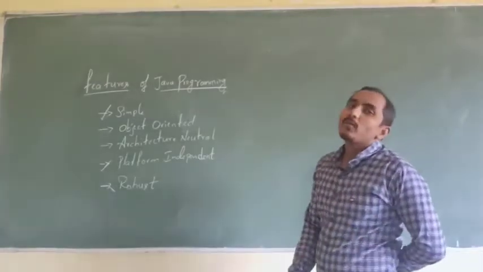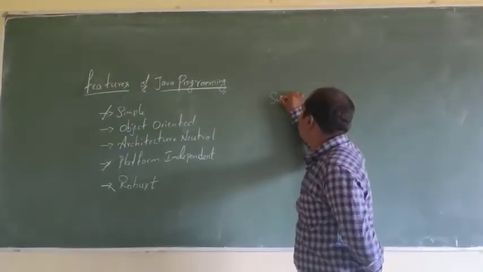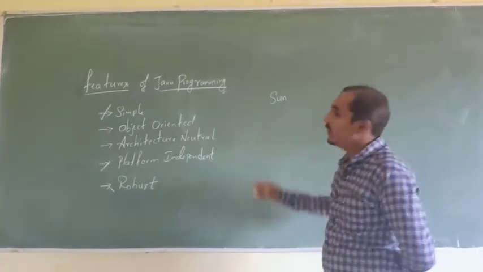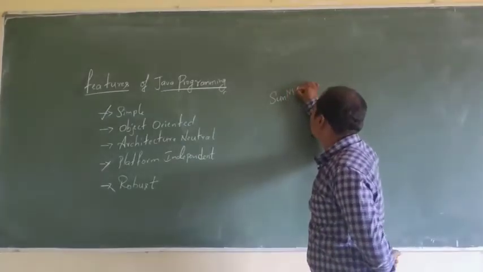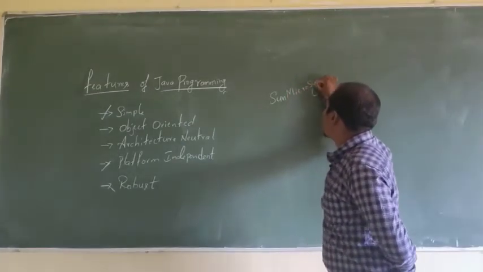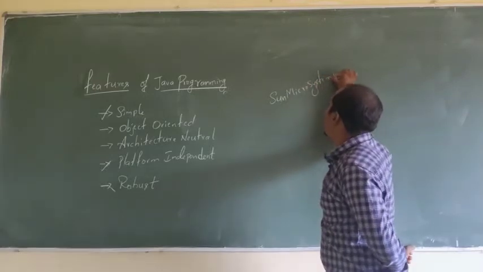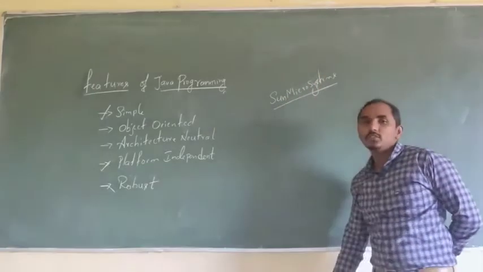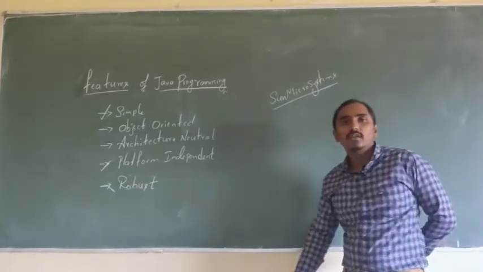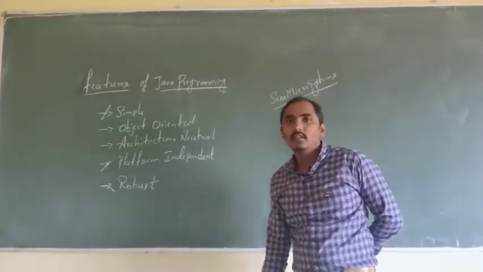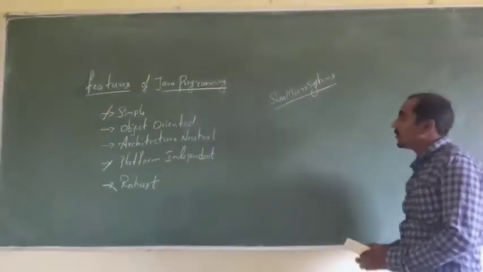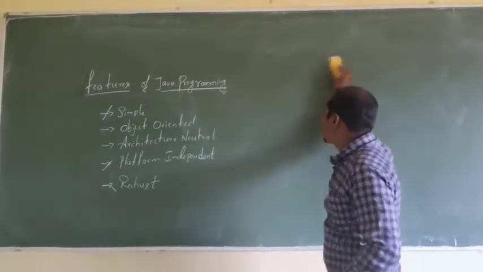Java programming was first developed under the organization called Sun Microsystems. Sun Microsystems was the organization under which the language called Oak was developed, and it was later modified as Java. Okay, so that is what we have seen in the history. Now coming to the features of Java programming.